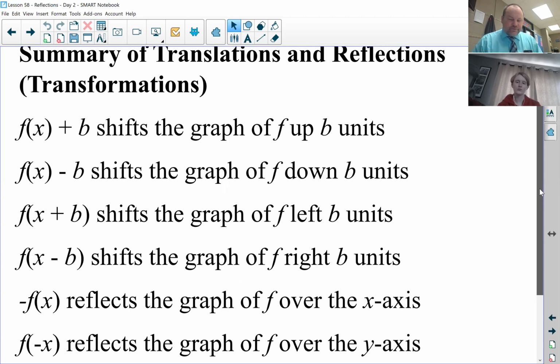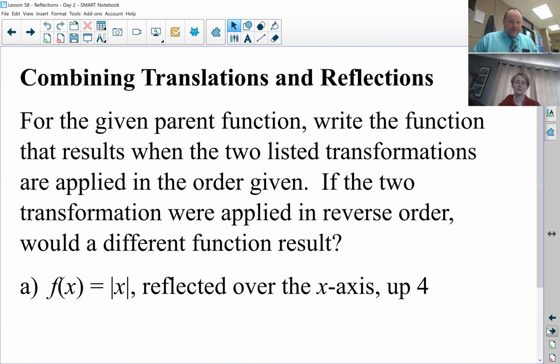So you're going to have two types of problems today. One of them will be like this. You'll be given the parent function, and you need to write the function that results when the two listed transformations are applied in the order given, and then answer the question, if they're applied in reverse order, will we get a different function? And we'll take a look at a couple of ways that you could determine that.